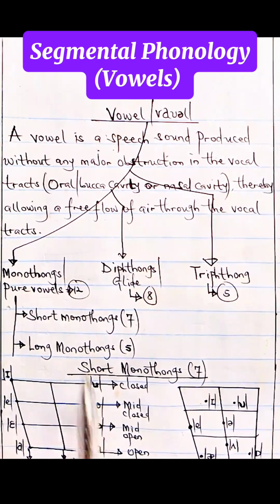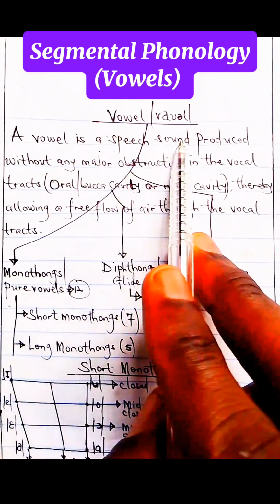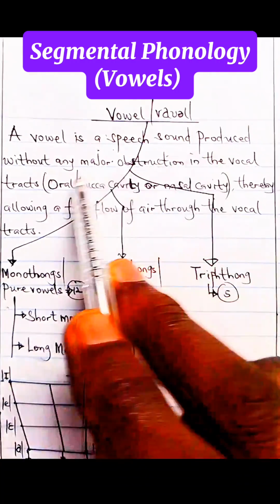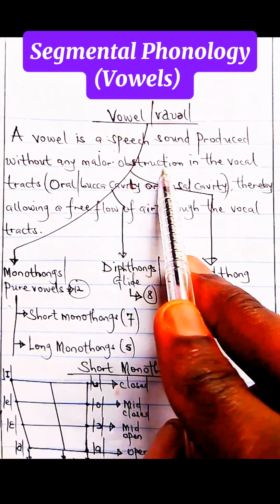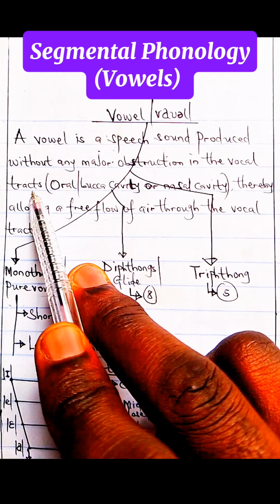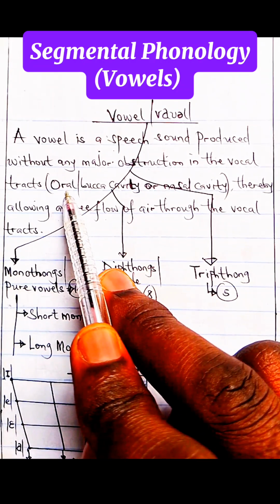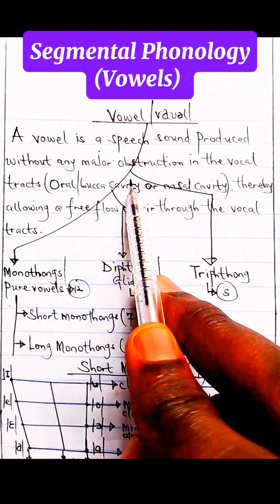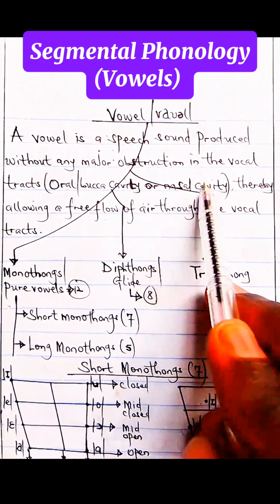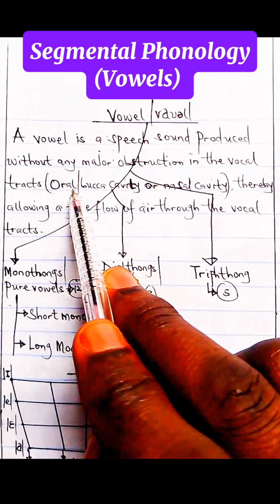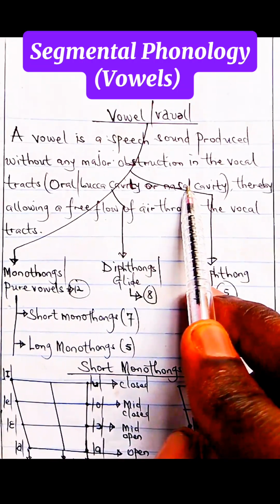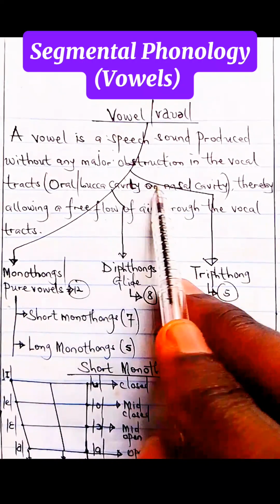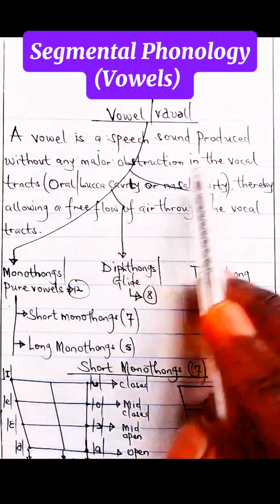So what's a vowel? A vowel is a speech sound produced without any major obstruction or constriction in the vocal tract. Now, the vocal tract is divided into two parts. We have the oral or buccal cavity and the nasal cavity. When we talk about the oral cavity, we're talking about the mouth, and when we talk about the nasal cavity, we're talking about the nose. These two parts make up the vocal tract.